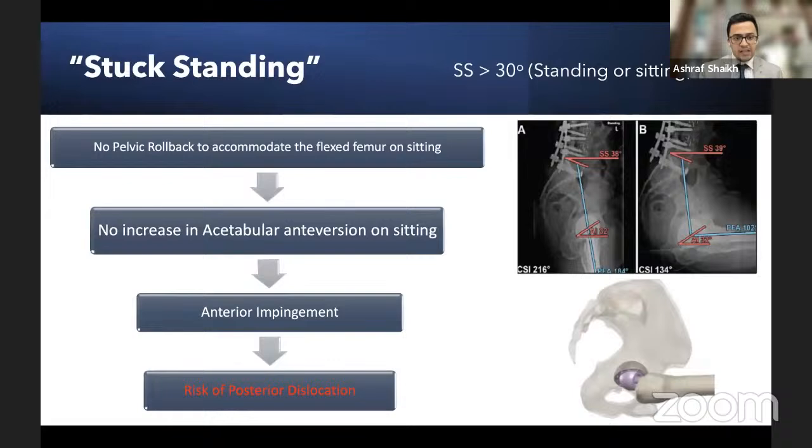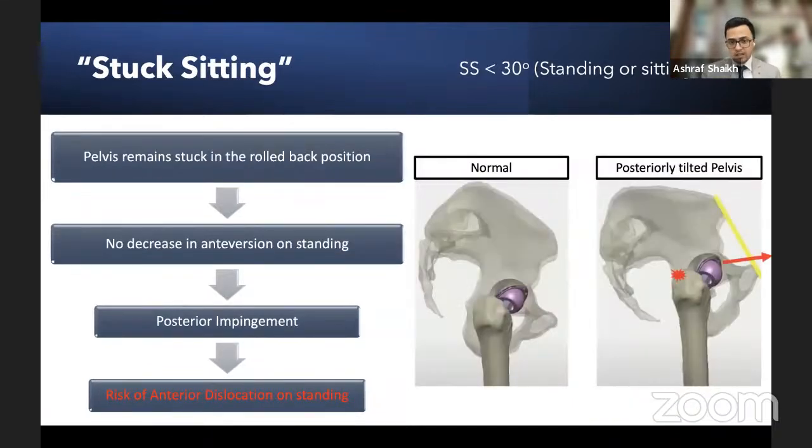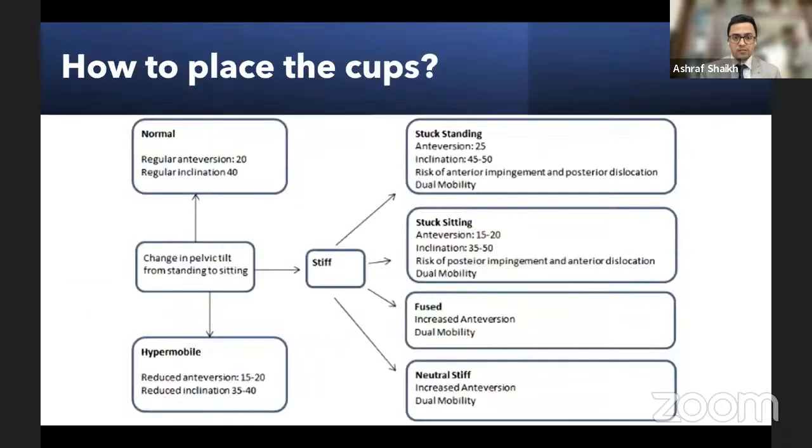Coming to stuck standing, there is no pelvic rollback to accommodate the flexed femur on sitting. So there is no increase in acetabular anteversion on sitting which can accommodate this proximal femur. This leads to an anterior impingement and an increased risk of posterior dislocation. Whereas in stuck sitting, the pelvis remains stuck in a rolled back position. So when the patient gets up from a sitting position, there is no decrease in anteversion on standing. This will cause a posterior impingement, and therefore the risk of anterior dislocation on standing increases in these patients.